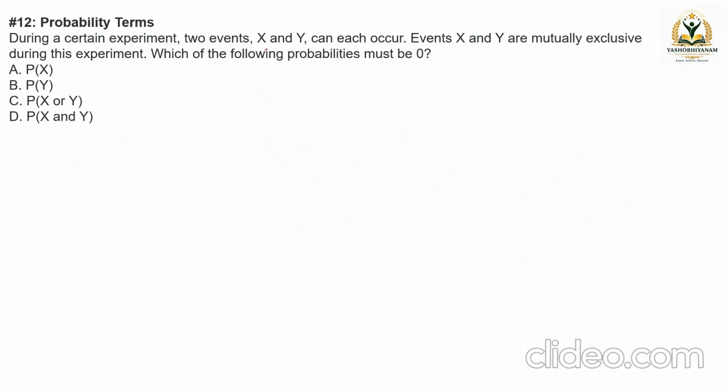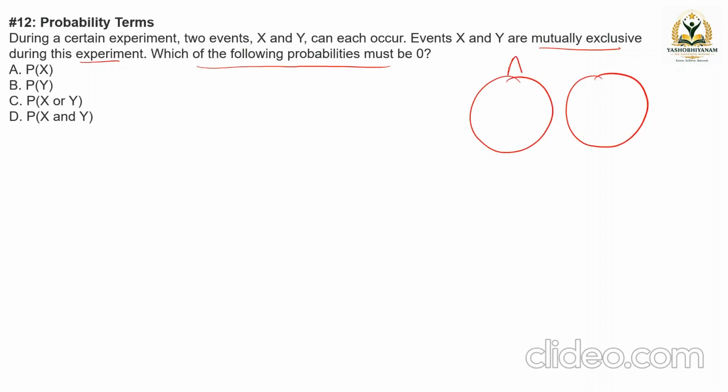During a certain experiment, two events X and Y can each occur. Events X and Y are mutually exclusive. So, what do you mean by mutually exclusive? Which of the following probabilities must be zero? Mutually exclusive events means they don't have anything in common. Suppose you have A and B here. A intersection B would be a null set. Then they are mutually exclusive events. Very, very important in probability theory.